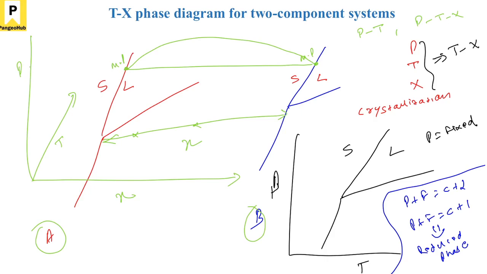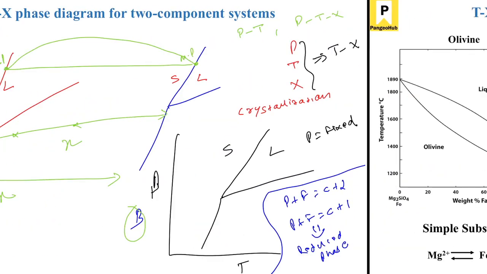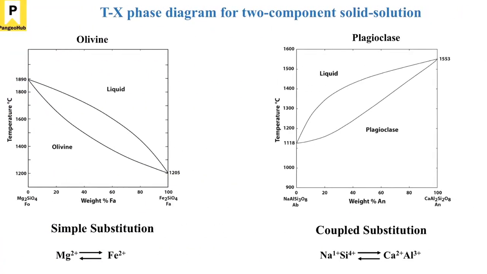Now for the time being, we are interested in solid solutions. So how does a solid solution TX curve look like? This is an example of TX solid solution curves. These are basically loops in TX space. So you see this is your temperature versus composition. These are TX spaces and you have typical loops like this.